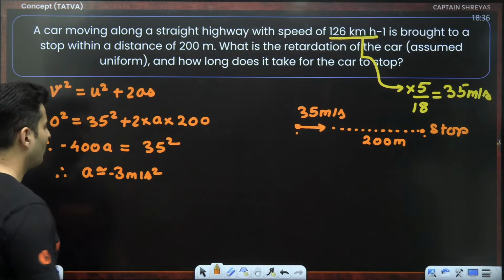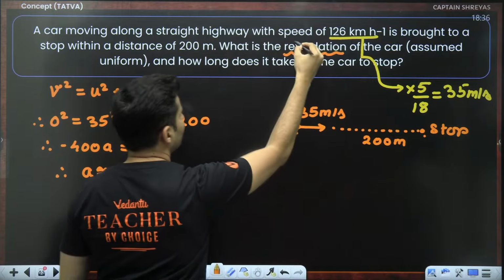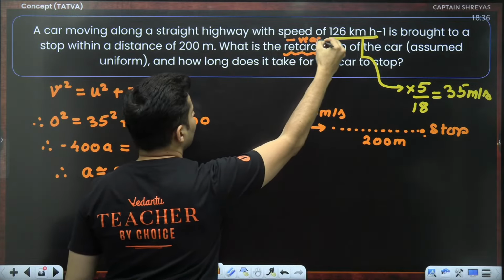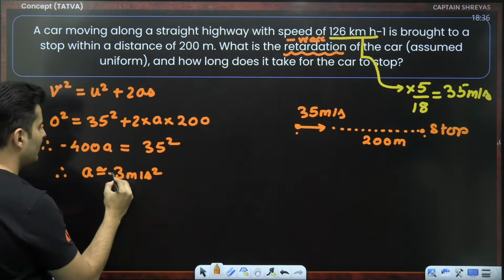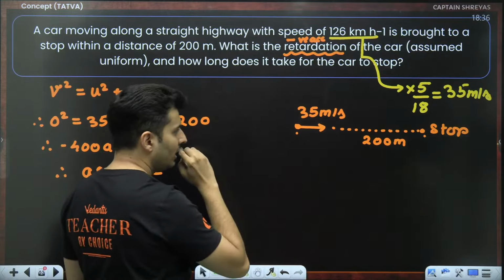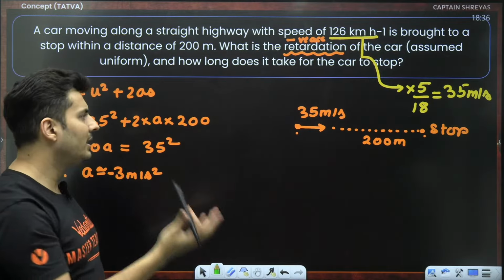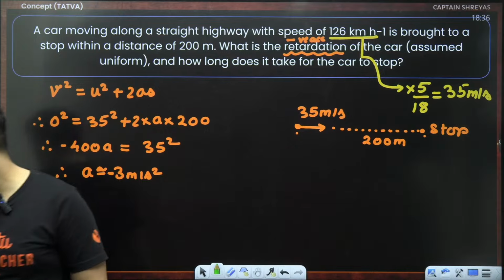Is that right? Why is this negative? Because it is retardation, hence negative acceleration will be there. Perfectly fine. How much time does it take to stop? I can use S is ut plus half at square, V is u plus at. All these things we can use.